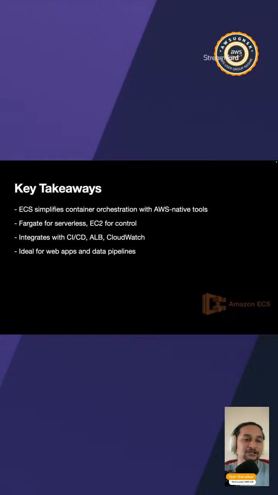ALB is your application load balancer, and CloudWatch is something that helps you with the logs and metrics for your application. So ECS easily integrates with these services, like CloudWatch and ALB, and you are able to look at your application with an eagle's point of view, a bird's eye view, you can say.